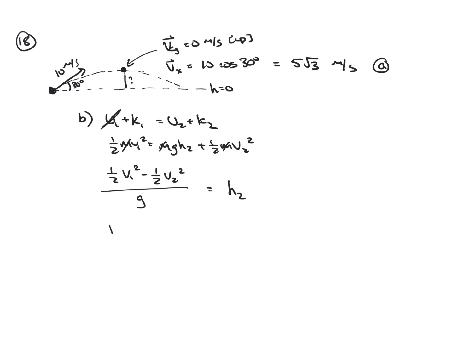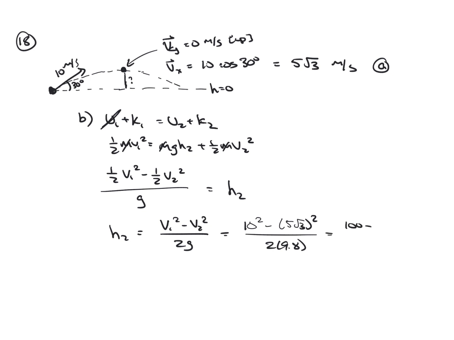That'll be the algebra. This can look a little bit nicer: v1 squared minus v2 squared over 2g. That's just common factoring the half, and then instead of writing a half times it, we can say divided by 2, so just throw the 2 down with the g. All right, so v1 squared is 10 squared. v2 squared is 5 root 3 squared, over 2g, so 2 times 9.8. So we'll have 100 minus 75 over 19.6. It's 25 over 19.6.